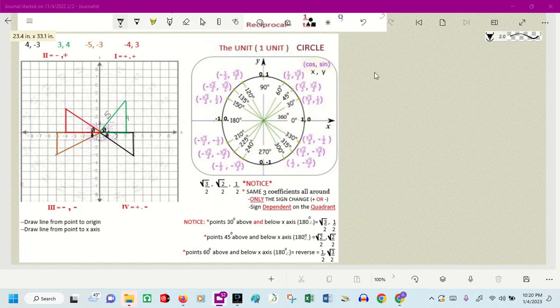With that being said, you're usually given things like this here. What is the sine of 300?